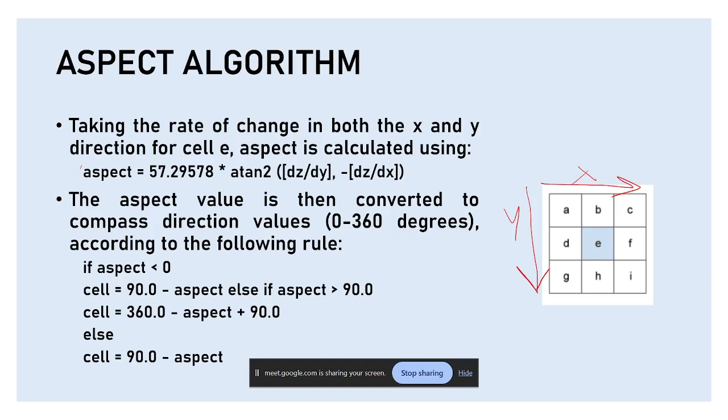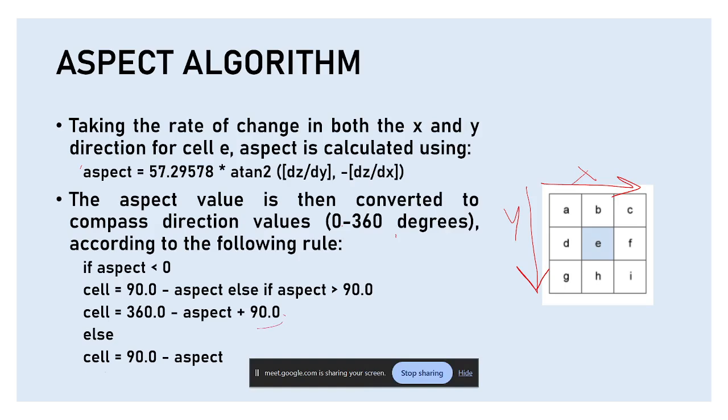Okay, so the aspect value is then converted to compass direction. From this you get some value. Now that value will be converted to the compass direction values, that is from 0 to 360. That needs to be done because aspect is represented in terms of 0 to 360, right? So the aspect value will get converted to the compass direction by following this rule. They put it like this: if the aspect is less than 0, then you need to give this value for the cell. If the aspect is greater than 90, you need to calculate that value like this.